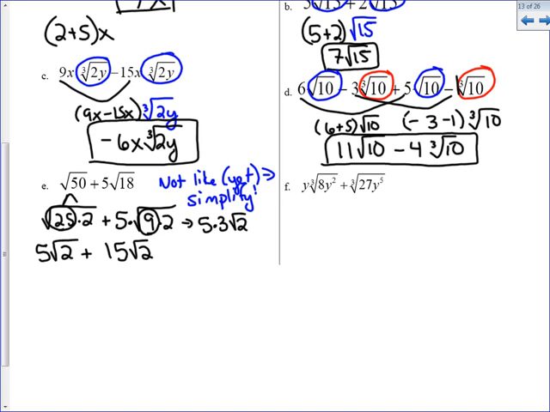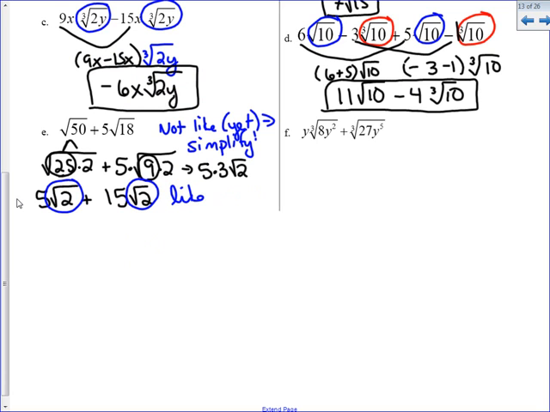Are they like terms? Yes, these two are like. And what makes them like? They both have a square root of 2. They're only like if the radicals match. But which part of the problem do I actually add together? The 5 and the 15. So 5 square root of 2 plus 15 square root of 2 is 20 square root of 2. When you're adding or subtracting, you should never change what type of square root you're saying. It's the same type of square root, or you could not add them together.